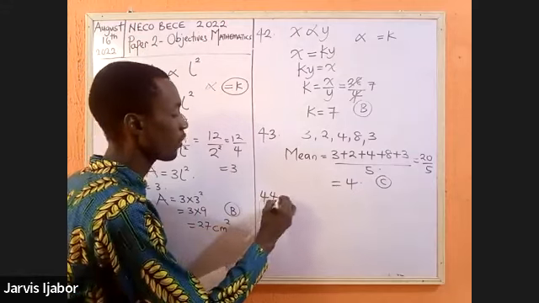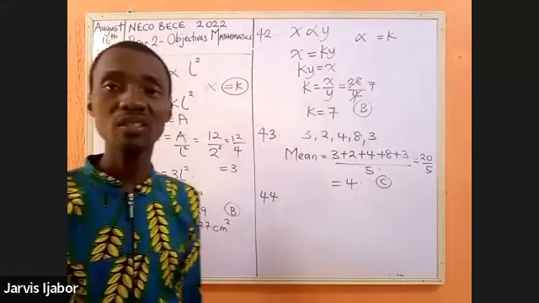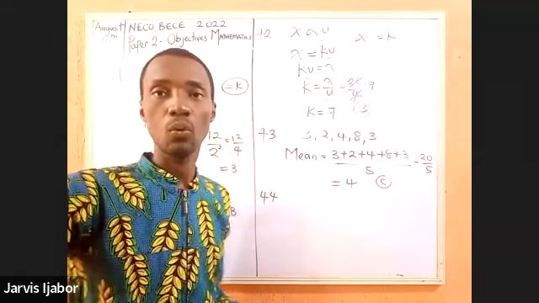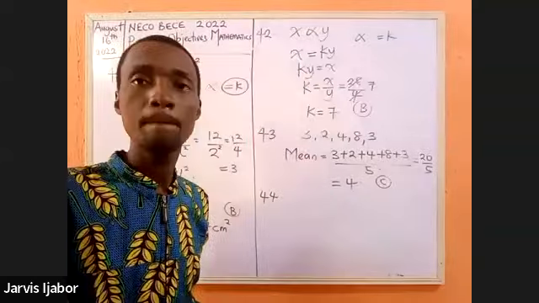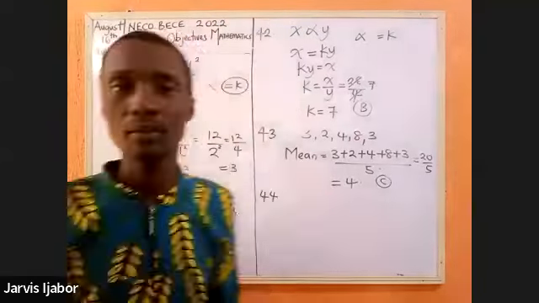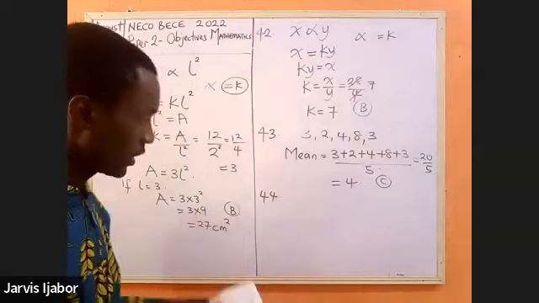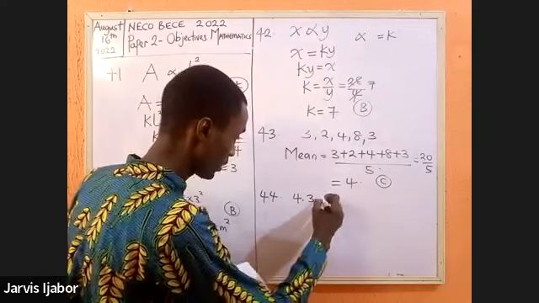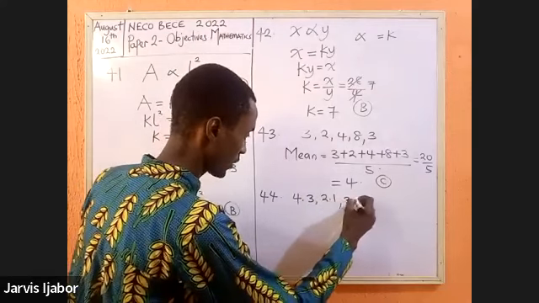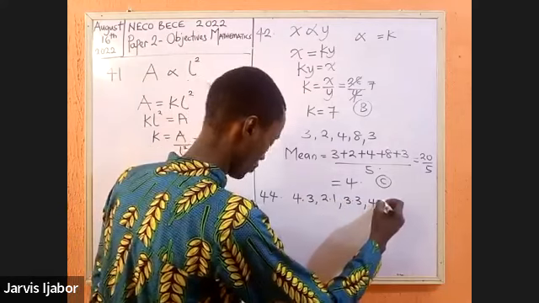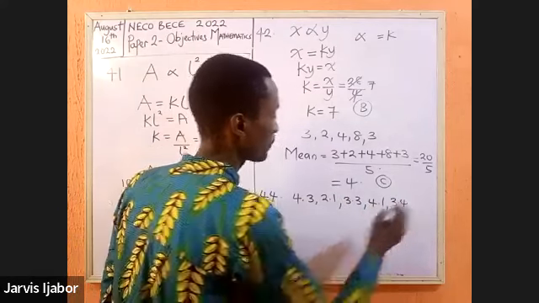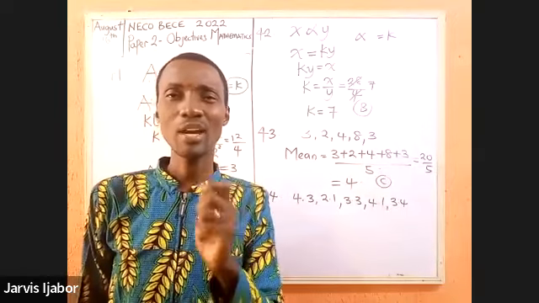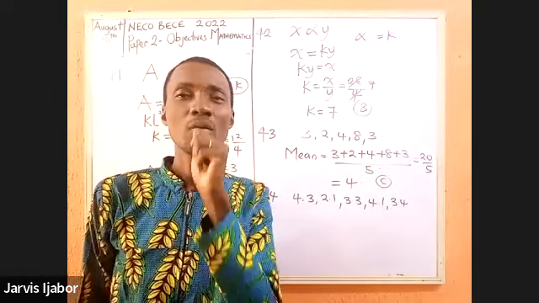Now, question 44 talks about what is the median? All right, okay. So question 44, median. Now the numbers given to you are 4.3, 2.1, 3.3, 4.1, and 3.4. When we talk about median, an essential idea we must keep in mind must be that we rank.